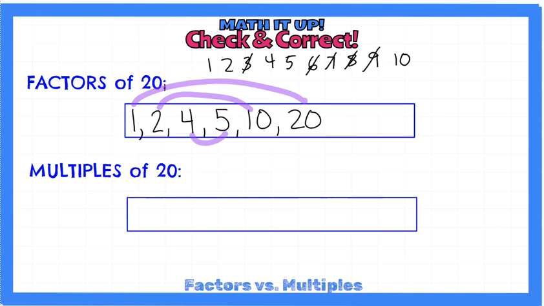Now, if we're looking at the multiples of 20, of course, these are the numbers that are going to get larger than 20. So we can skip count, we can multiply. 20 and another 20 is 40, and another 20 is 60, and another 20 is 80, and we could keep going from there, or we can think of it as 20 times 1, 20 times 2, 20 times 3, and 20 times 4. So hopefully you got those problems correct.